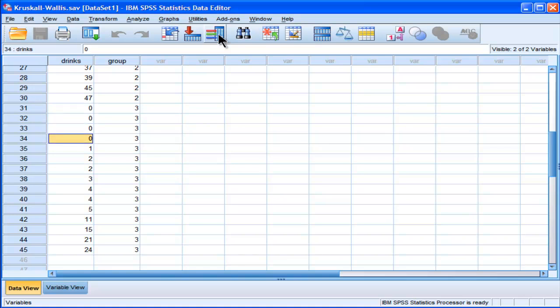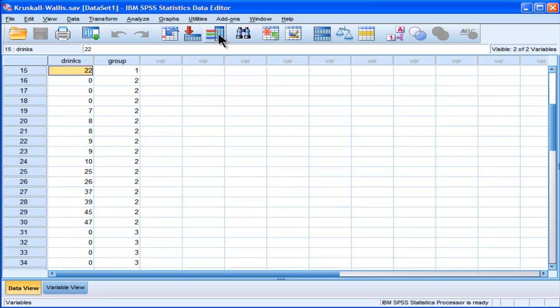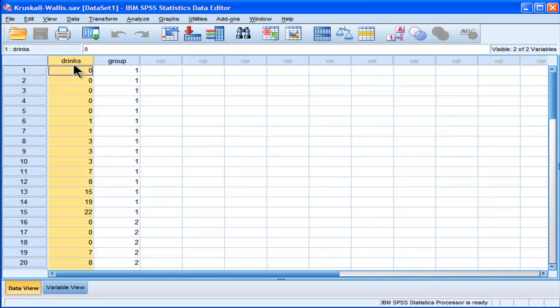Some people are not drinking at all anymore, and these people have relatively low levels, and these people are still drinking quite a bit. And there are three groups. Here is the second group data. These are the individual data. So individual 1 is drinking 0, and the individual at case 15 is drinking 22 standard drinks a day.